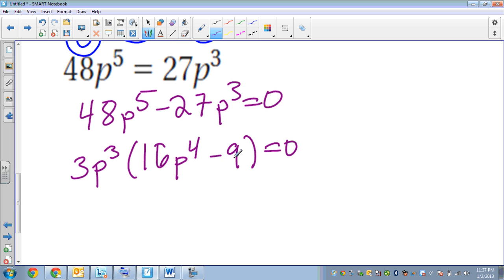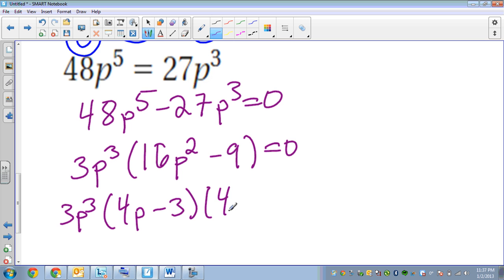Okay. Next step. This stays the way it is. Can we do the square root of this? Oh, that's a squared. Oh my gosh. Sorry, it's late. Okay. 4p minus 3, 4p plus 3. I can get this by doing the square root of this and the square root of the back end.